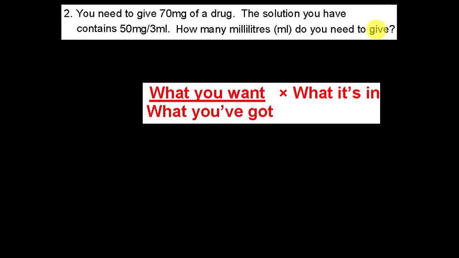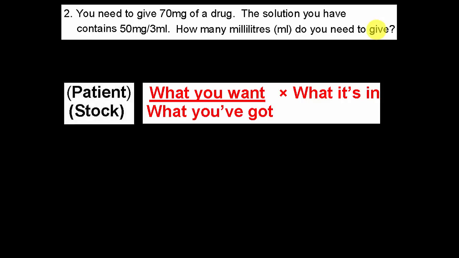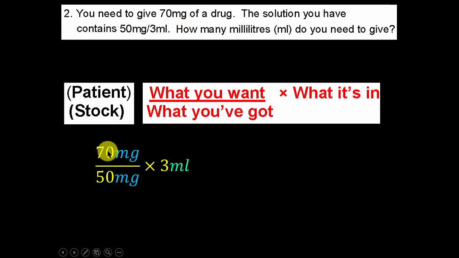Now what you want means what do you want to give the patient, and what you've got means what have you got in stock. So I like to think about the patient and the stock. In fact, I think of the old adage, the patient comes first, to guide me as to which number I should pull out first. And it's the 70 milligrams I need to pull out first. That's my patient number. So let's put these numbers, including their units, into that formula. I want to give my patient 70 milligrams. In stock, I have 50 milligrams, and it's in 3 milliliters. So the times what it's in, 3 milliliters.